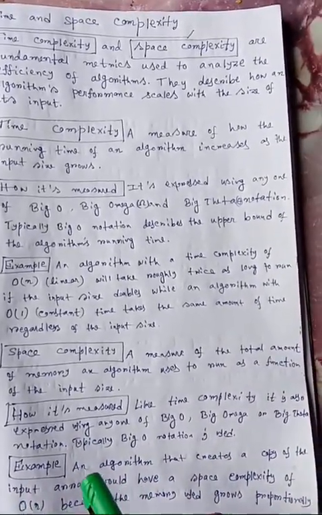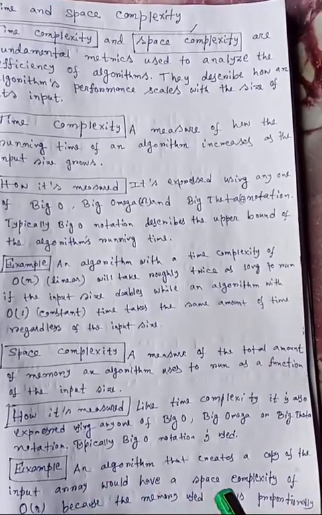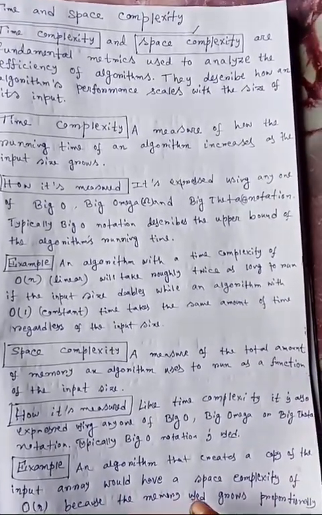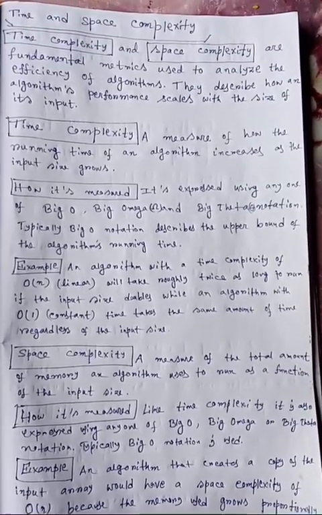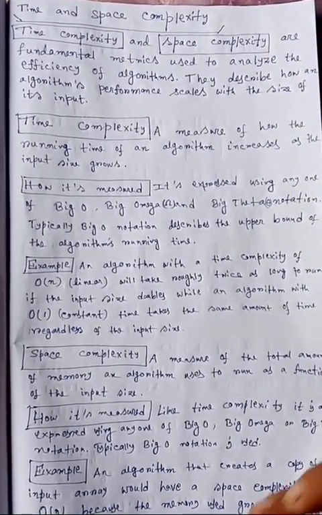An example: an algorithm that creates a copy of the input array would have a space complexity of order of n, or big O of n, because the memory used grows proportionally with the input size. So that's all about time complexity and space complexity.